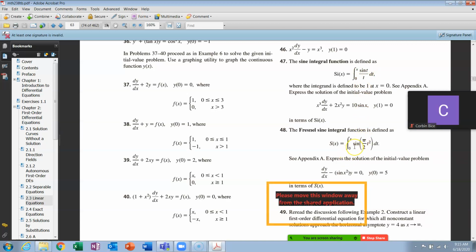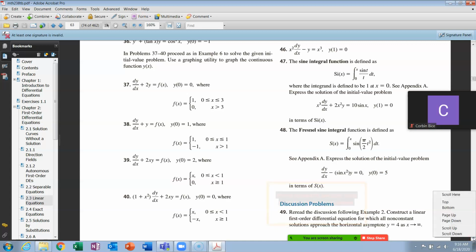This is sine of pi halves t squared. So they, frankly, to me, don't look very much alike. However, maybe in Appendix A they give some of the values. I don't know. I haven't gone back to check. You don't need to mess with that, certainly 48, except if you want to use that as a paper topic.